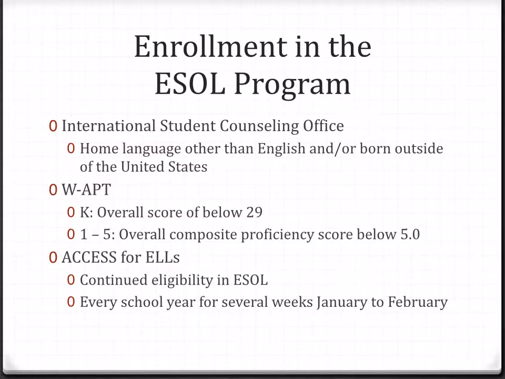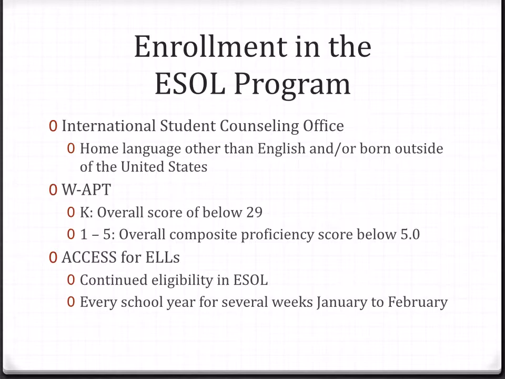First and foremost, how do students enroll in the ESOL program? Well, when any student registers for school, they must indicate whether they speak a language other than English at home or if they were born outside of the United States. If either of these are true, students are sent to the International Student Counseling Office, or ISCO. There they are given the WAPT, which is our placement test for ESOL.